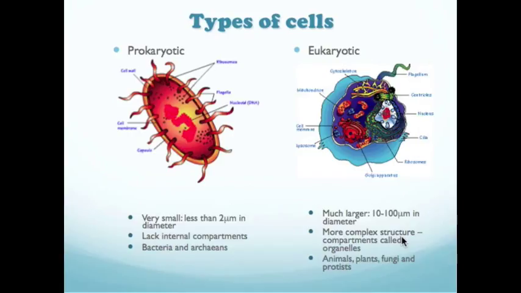Prokaryotic cells have no membrane-bound organelles and they have a circular strand of DNA, which comprises all the genes essential for their function. They are really small and are unicellular. Okay? An example would be bacteria.